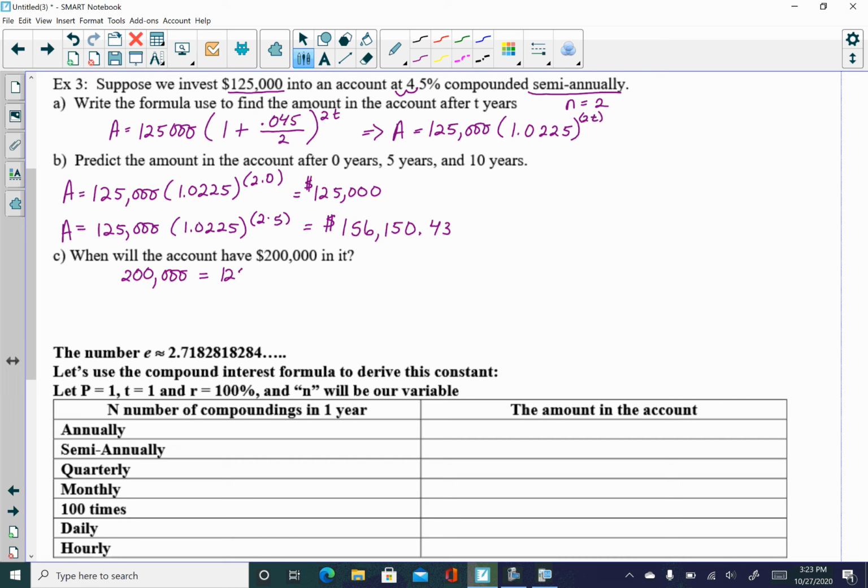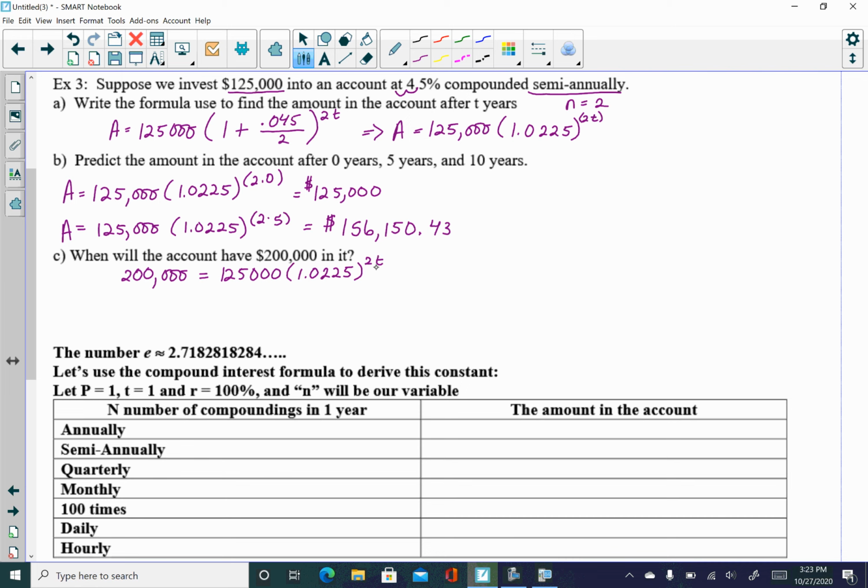Equals 125,000 times 1.0225 raised to the 2t. So we're trying to solve for t. And unfortunately, at this point, we don't have the mathematics yet to solve for a variable in your exponent. So you've got a couple of options.